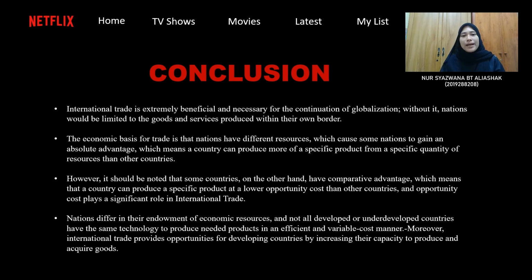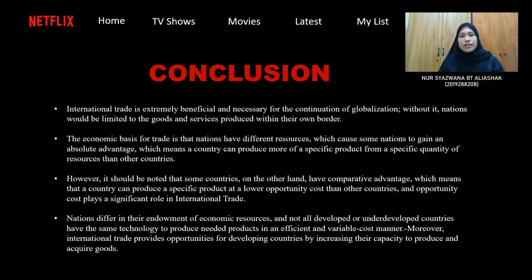Comparative advantage assists the country in moving closer to allocative and productive efficiency. However, it should be noted that some countries, on the other hand, have comparative advantage, which means that a country can produce a specific product at a lower opportunity cost than other countries. And opportunity cost plays a significant role in international trade.